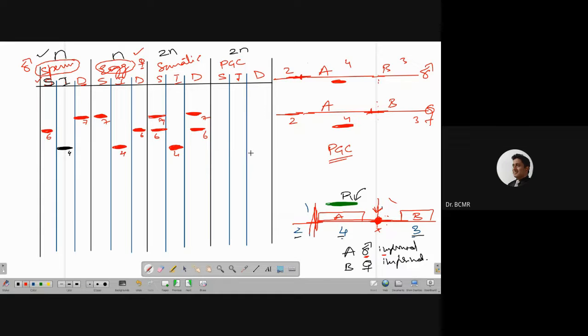What band will we see? 4 kb fragment. We will get a 4 kb fragment. With the methylation sensitive one, again a 4 kb fragment. That's right. And methylation dependent, no fragment at all. Yes.